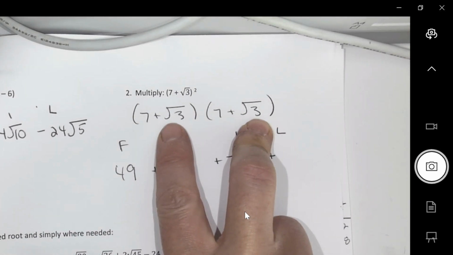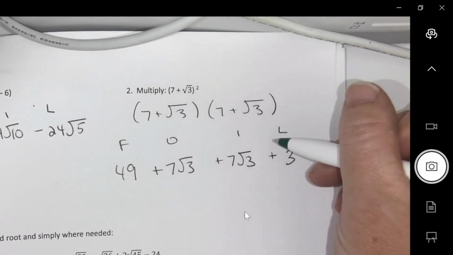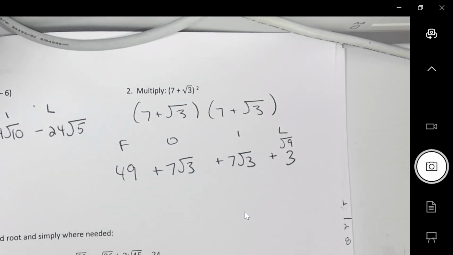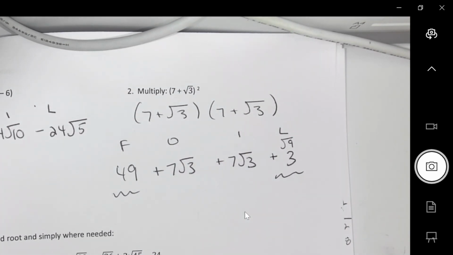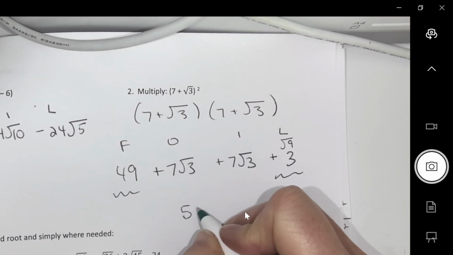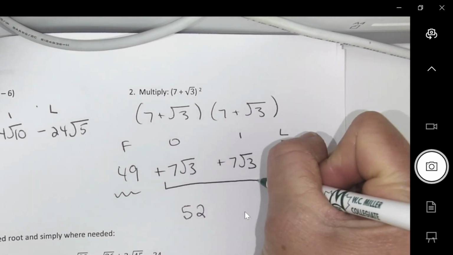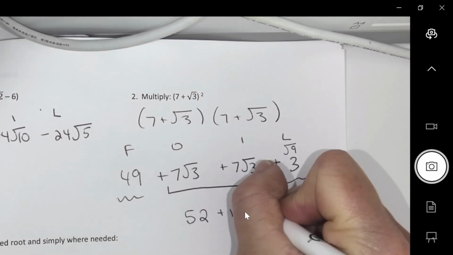So if I do a root times the same root, it turns into the canceled root, so just 3. If you had done it root 9, that's fine, but you would still have to change it then to a 3. So I can combine. I can do 49 plus 3 together, so 52. Then I can also combine those because they're both root 3's, so they can be put together, plus 14 root 3.